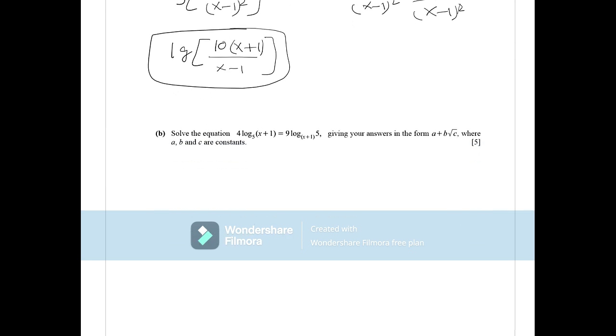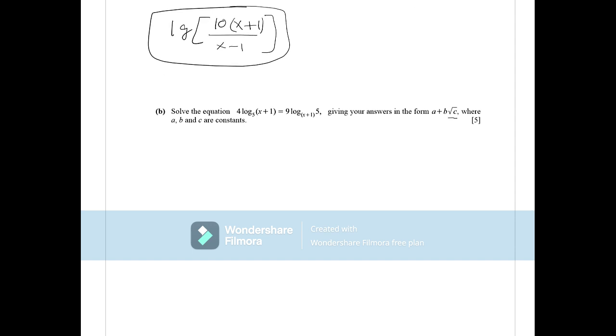Solve the equation, giving your answer in the form where a, b, and c are constants. Okay, so log 5 can be made into lg x plus 1 over lg 5, and the 4 goes in as the index, is equal to lg 5 over lg x plus 1, and the log goes in. Actually, we don't need to put 4 as the index. I'll just keep it over here, nice and simple.